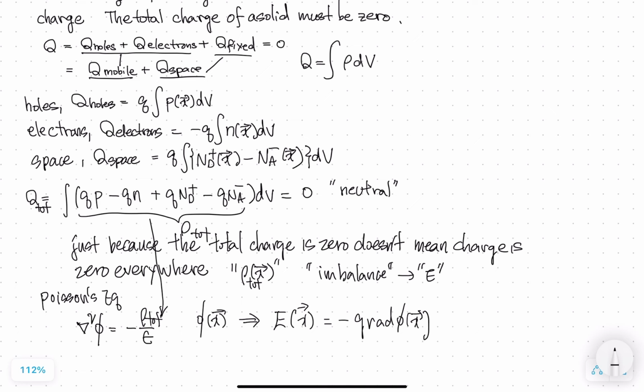And that electric field, that's what controls how charges move inside the device. So here's the big idea. Instead of tracking atoms, we track charge density. We plug that into Poisson's equation. We get the potential and the field, and that's how we understand the physics of semiconductors.